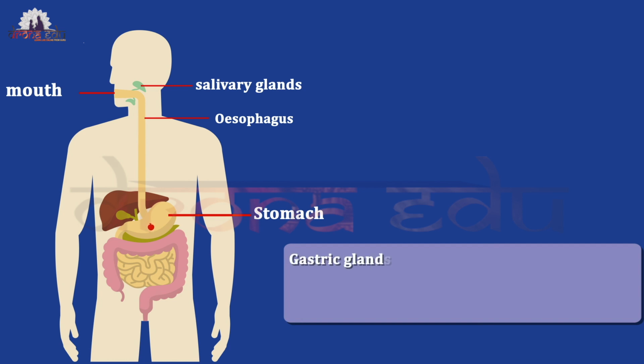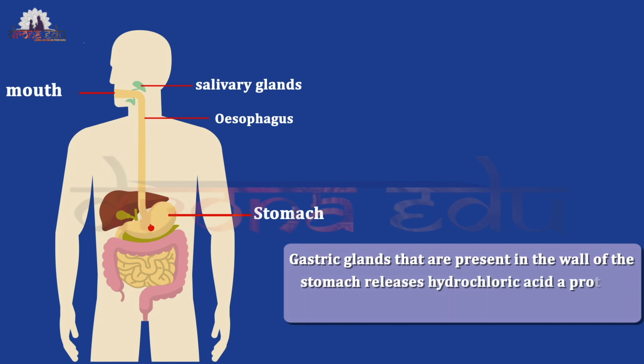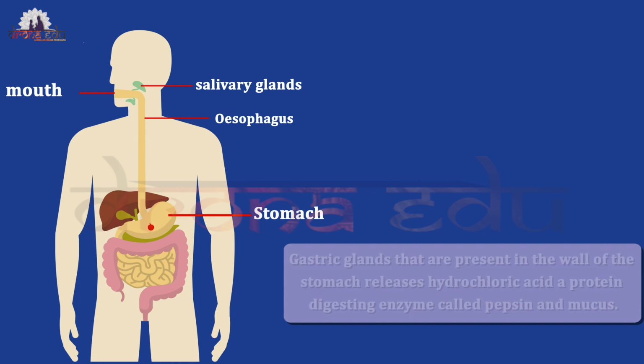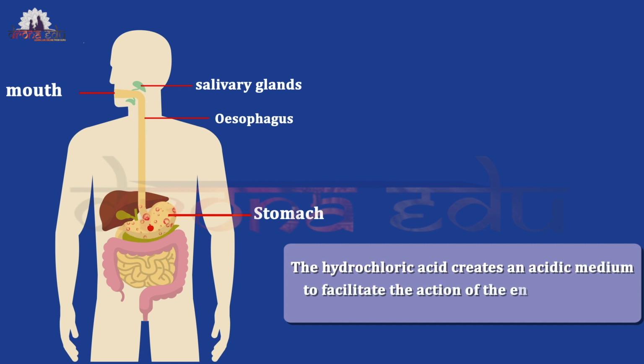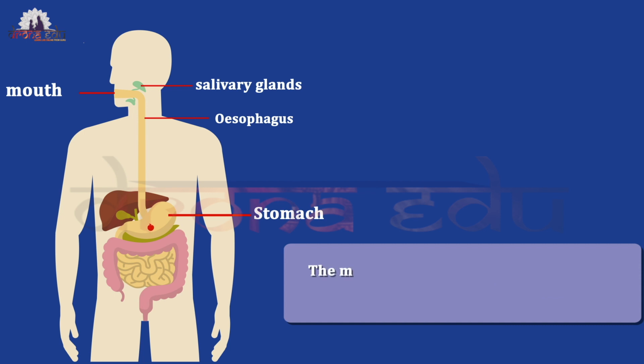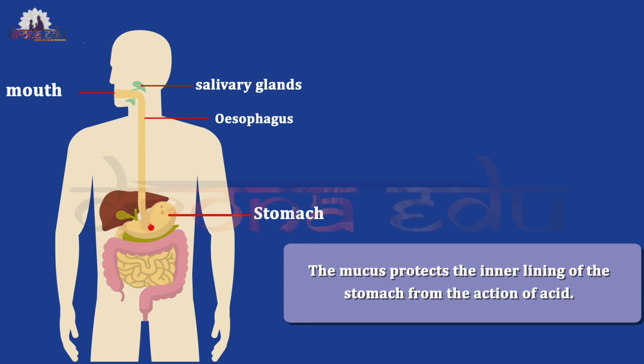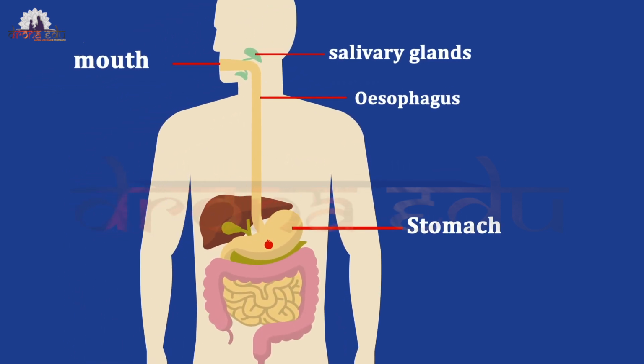Gastric glands that are present in the walls of the stomach release hydrochloric acid, a protein digesting enzyme called pepsin, and mucus. The hydrochloric acid creates an acidic medium to facilitate the action of the enzyme pepsin. The mucus protects the inner lining of the stomach from the action of acid. From the stomach, food enters the small intestine.